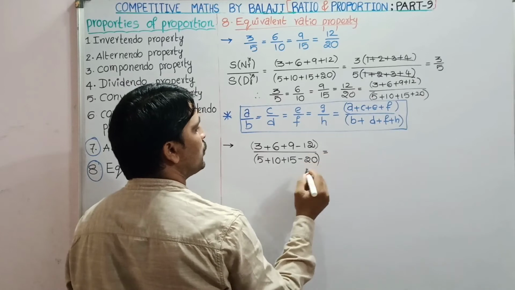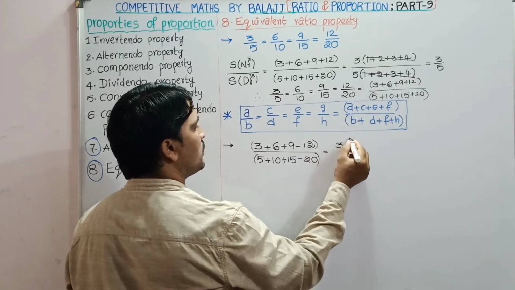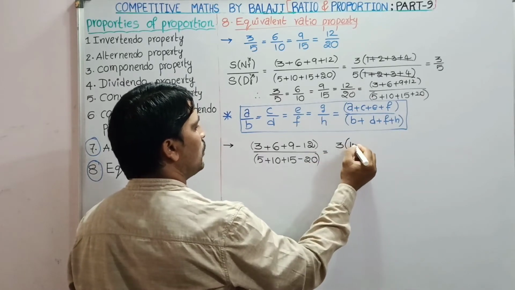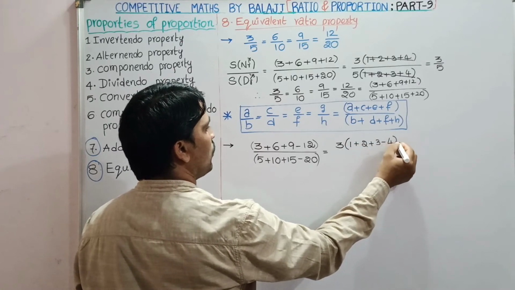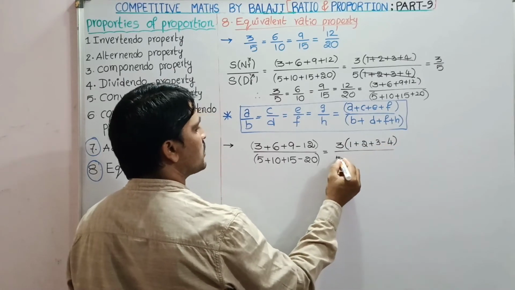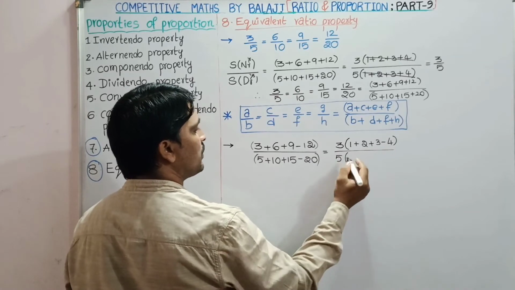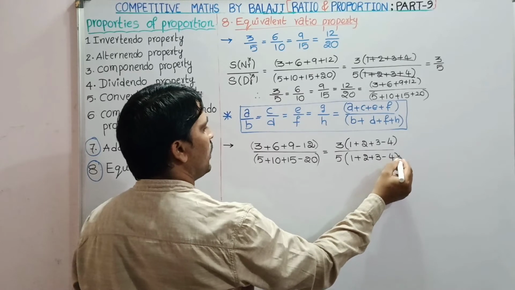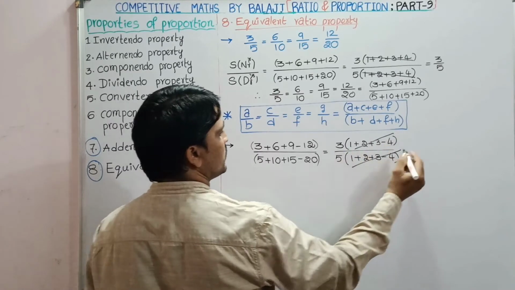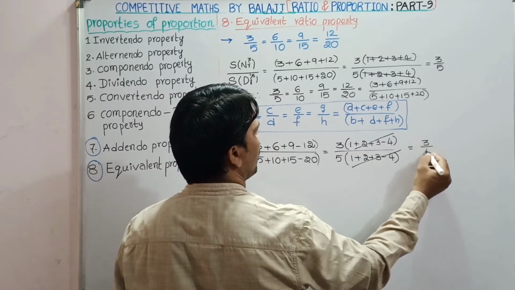Which is equal to, again 3 is a common term in the numerator, so in the bracket we get 1 plus 2 plus 3 minus 4 over 5 is a common term, so take away the 5, 1 plus 2 plus 3 minus 4. Again this sum gets cancelled, we get 3 by 5.